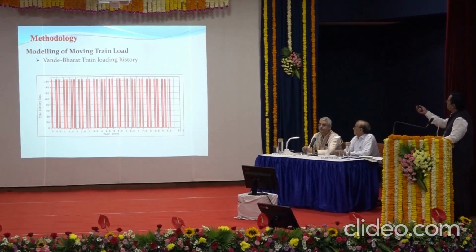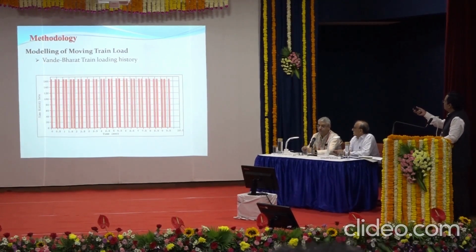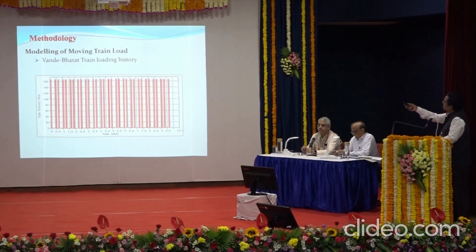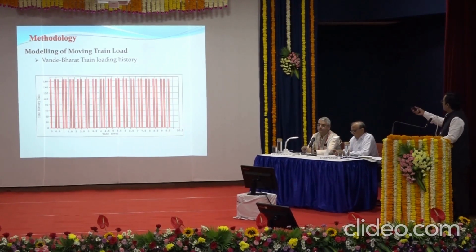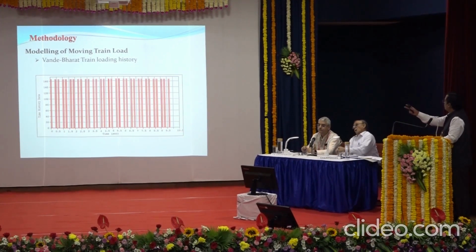This was the modeling of the load. These are the axles. This is the axle load on the y-axis. It is nearly 16.5 ton, the axle load of the train set. This is a typical chart for a speed of 140 kmph at the center point of the girder. So these are the axles coming at different time intervals.